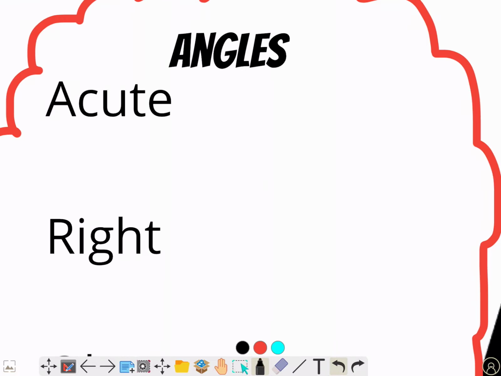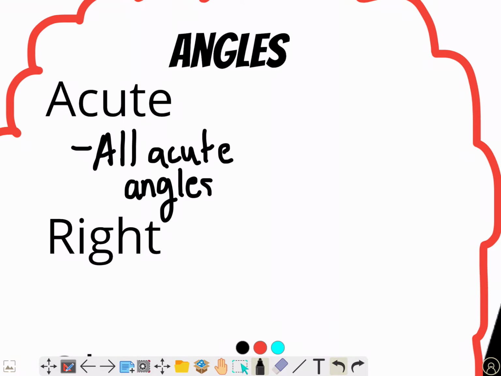So if you have an acute triangle, this has all acute angles on the inside. So a triangle that looks like this. If I take this angle, it's acute. This angle, it's acute. This angle, it's an acute angle. Because all of these angles are acute, that makes it an acute triangle.